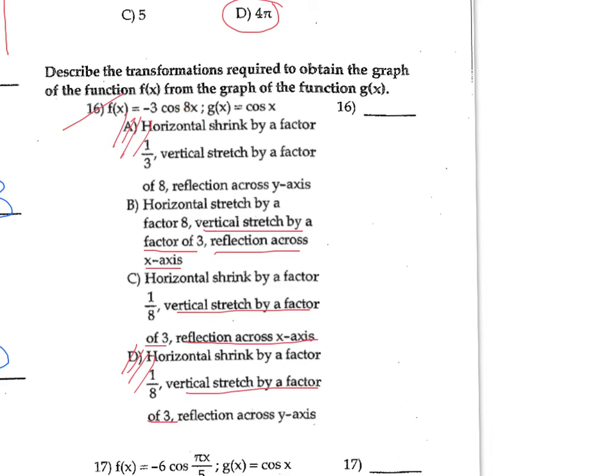Now what about the 8? How is that affecting the graph? It's not a stretch. It's a shrink. What type of shrink is that? It's horizontal, that's right. So that 8 turns into 1/8. So it's a horizontal shrink by a factor of 1/8. That makes a difference between B and C. So it's C. Careful with that.